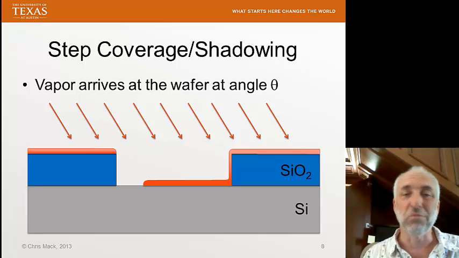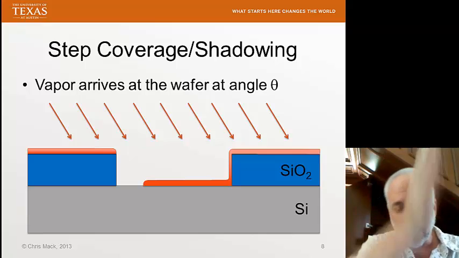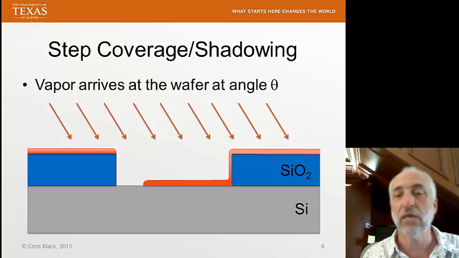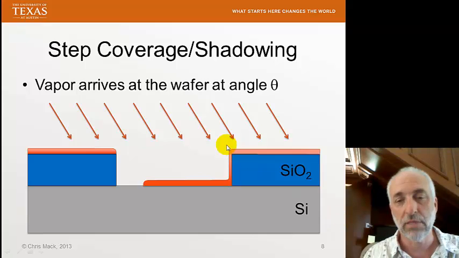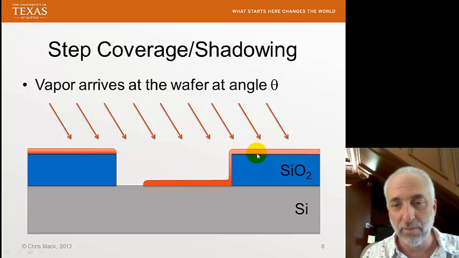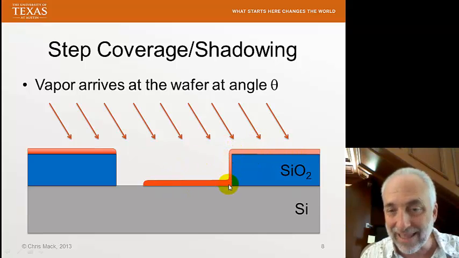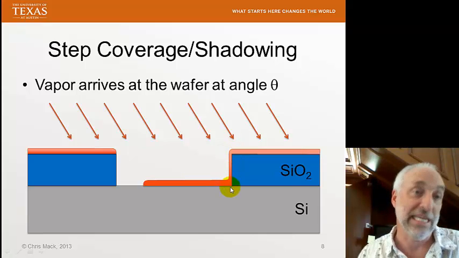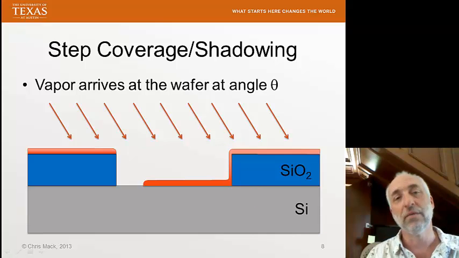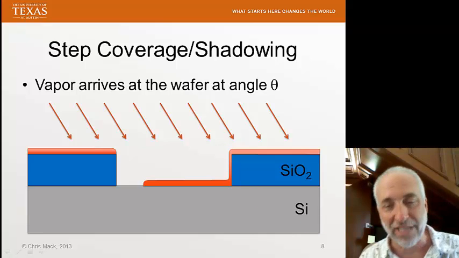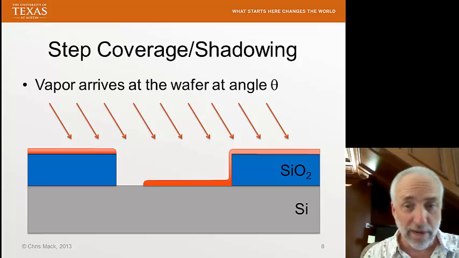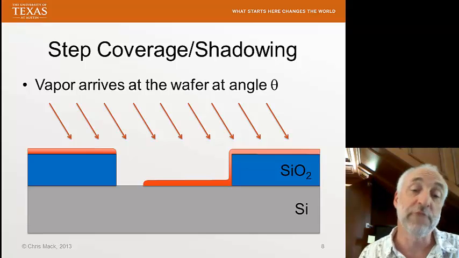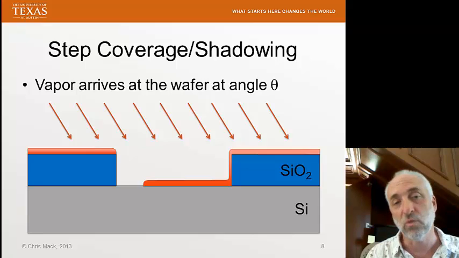Think of the extreme, just normally incident vapor atoms coming down and hitting the substrate. They'll deposit at the bottom here, they'll deposit at the top, and I'll get nothing deposited on the sidewalls because nothing hits the sidewalls. This will be zero step coverage. Whereas if I came in at 45 degrees, I'd have the maximum step coverage, but also very large shadowing effect as well.